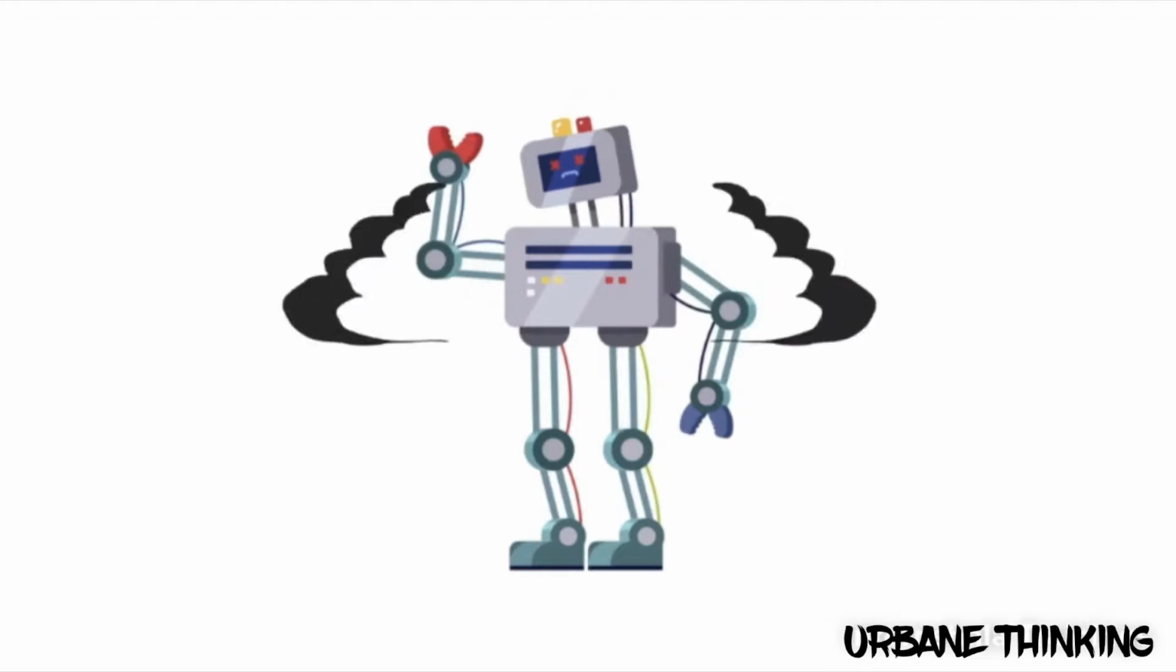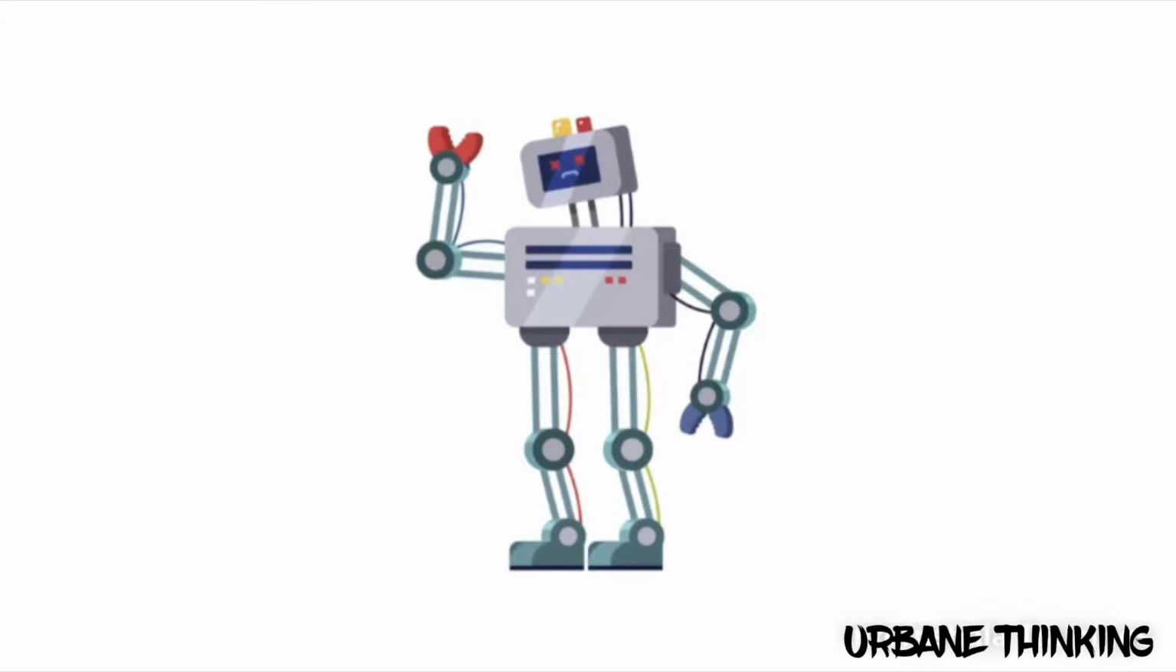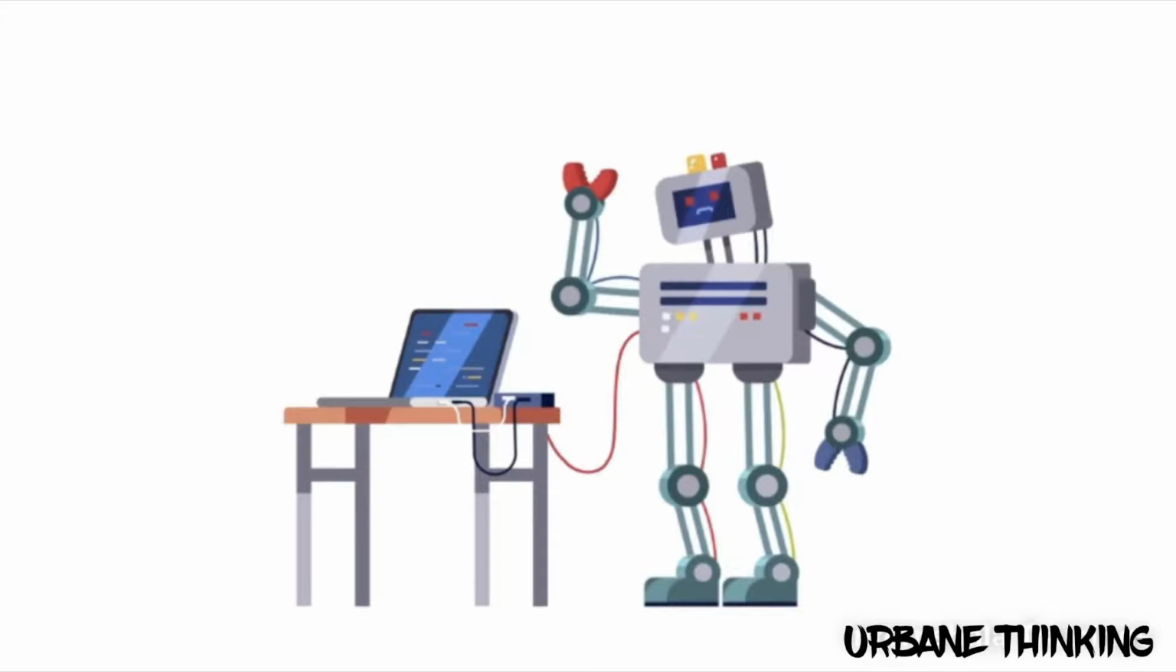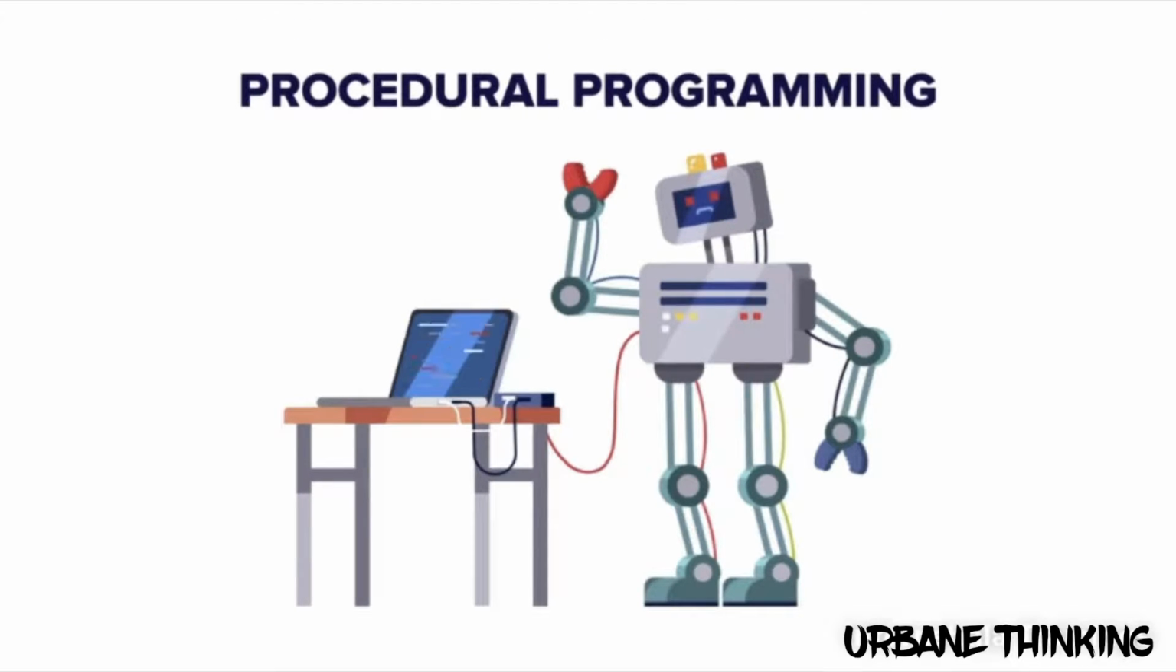One day the robot breaks down and messes up your bed instead of making it. To know what the problem is, you would have to check the whole robot, then you would fix it. This would be an example of procedural programming.